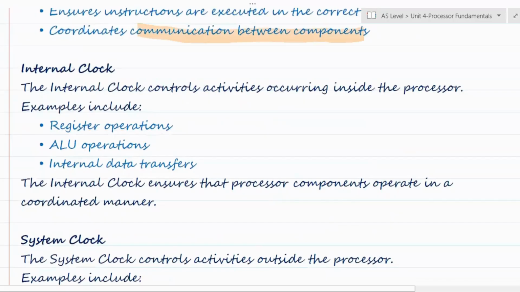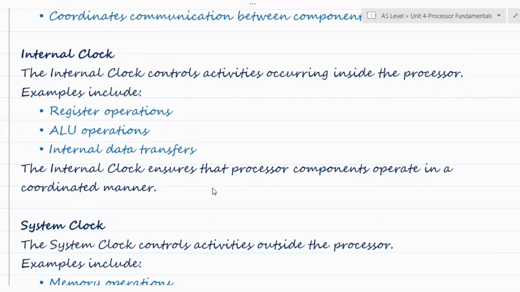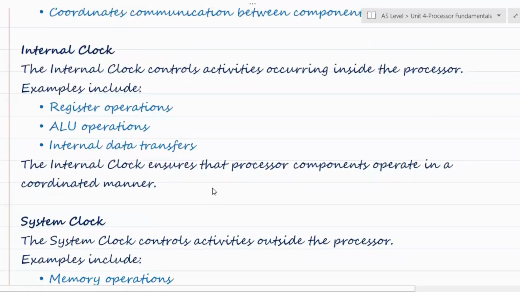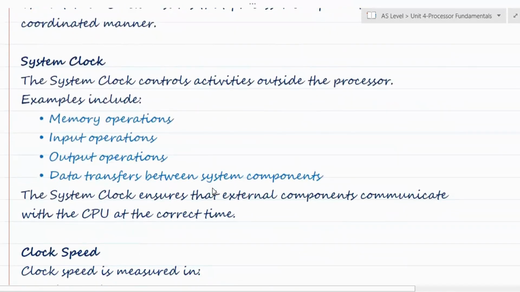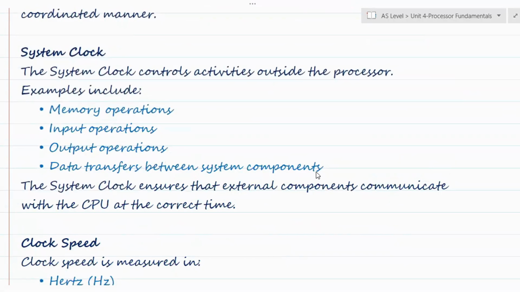Now, when we talk about clock, there are two types of clock activity. One, internal clock, and second, system clock. Internal clock controls activities occurring inside the CPU. For example, register operations, arithmetic logical operations, internal data transfers, etc. And system clock controls activities outside the processor. For example, memory access, input operations, output operations, and communication between system components. Together, they keep the entire computer synchronized.